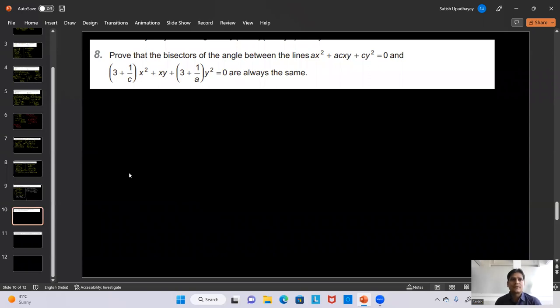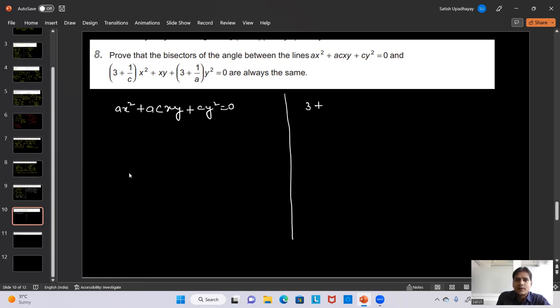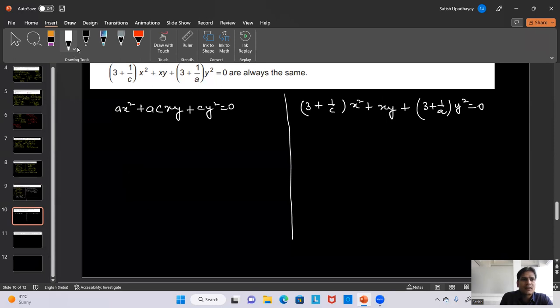Question number 8, prove that the bisectors of the angle between the lines, this and this, are always the same. So I think we have to just write the angle bisector equation for the given pair of lines. So it is ax² + acxy + cy² = 0. This is one pair of straight lines, and the next one is (3 + 1/c)x² + xy + (3 + 1/a)y² = 0. So let's first write the equation of angle bisector.